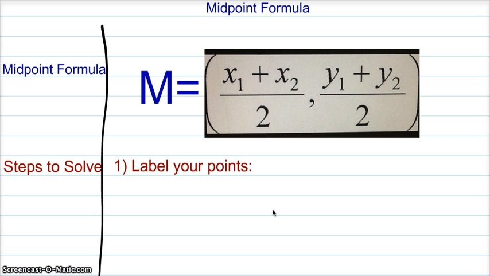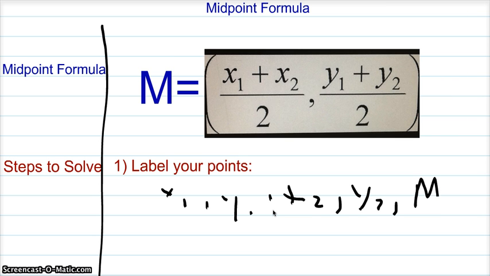Okay, you should label your points. That's the first thing you should do. By label, I mean you would write an x1 or a y1, an x2 or a y2. And in some cases, the midpoint x and the midpoint y.